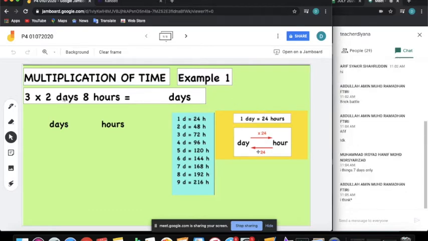Okay, so look at here. 2 days, 8 hours. Times 3. So, for this question, you need to remember table 3. Correct. For those who do not remember table 3, you are in trouble. So, look at here. One by one, teacher shows you.